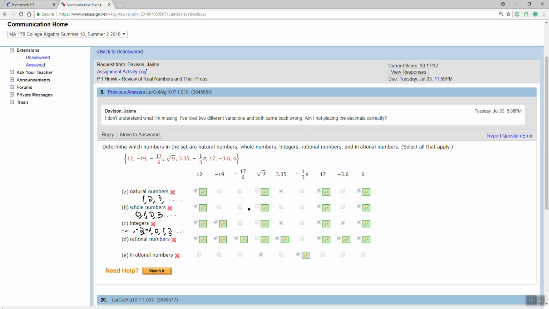Square root of 9 is 3. That's why that's an integer. No decimals. That does not simplify nicely. 17 would be an integer. No decimals. 6 is an integer.